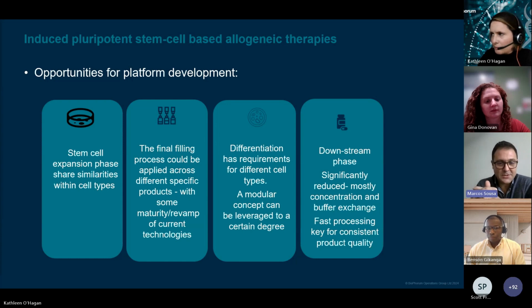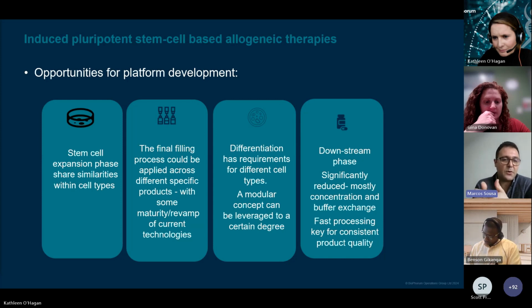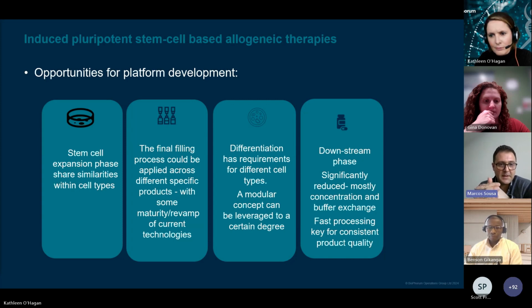The second box was not missed, sorry, it was just postponed on purpose for one reason. When you're thinking about mass cell expansion, or you're thinking about our final product, one thing is for sure: we need to have a filling process. We need to have the product formulated for therapeutic purposes. And in here, we know that there are different specific products as well, and there is some maturity, and the need also to revamp some current technologies that are being used for final fill and finish and storage prior to applying to the patients, that we can learn from.